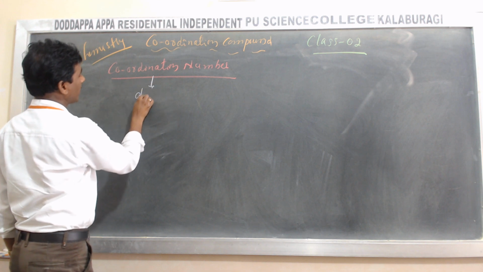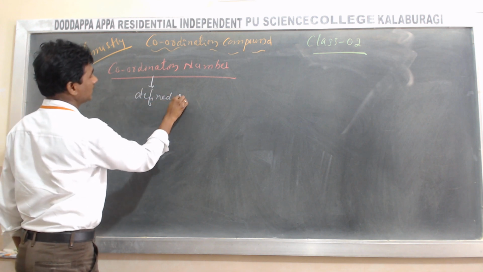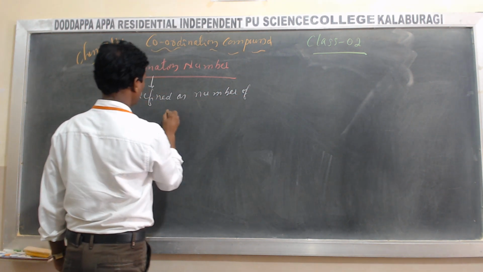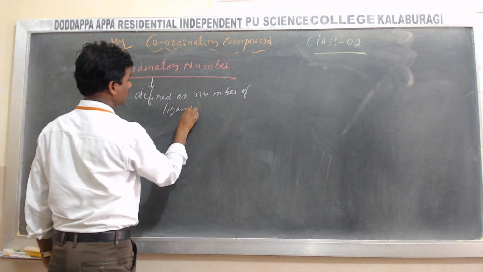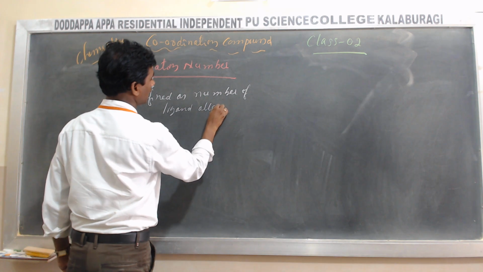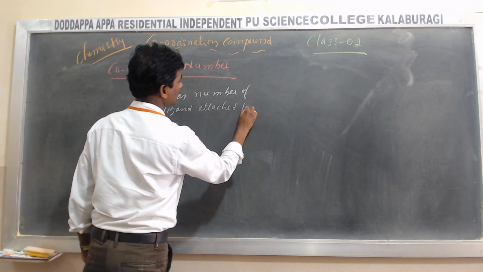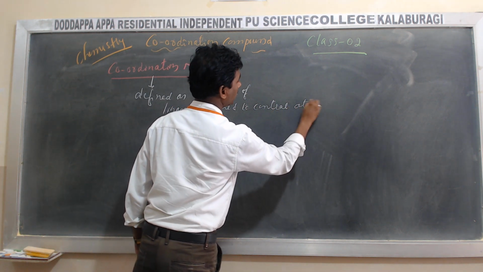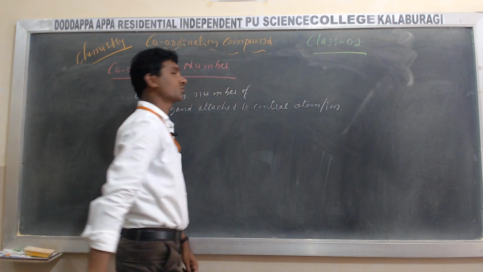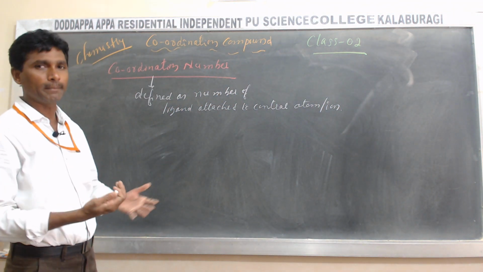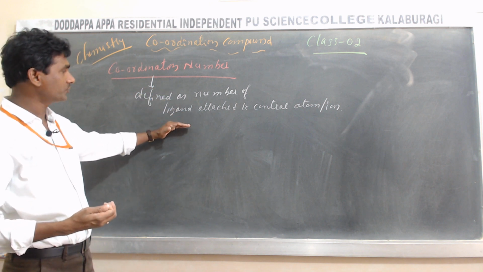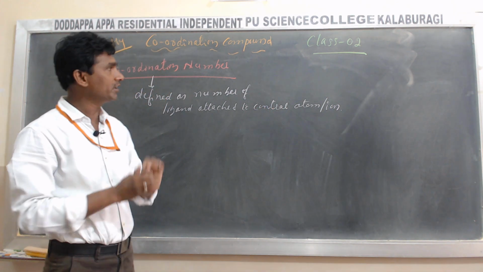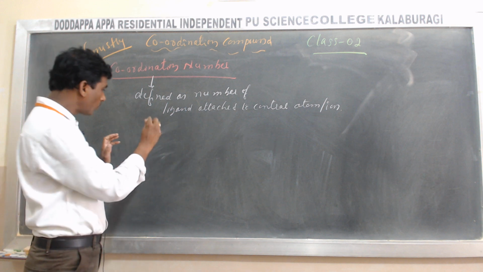Coordination number is defined as the number of ligands attached to the central atom or ion. What is it called? Coordination number. What is coordination number? The total number of ligands, or the number of ligands attached to the central atom or ion, is called the coordination number. So one more definition is there.